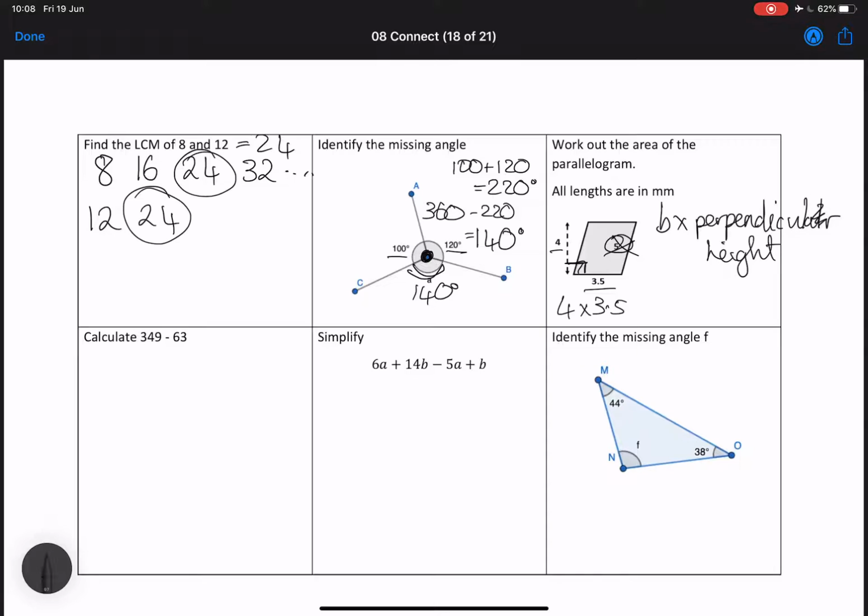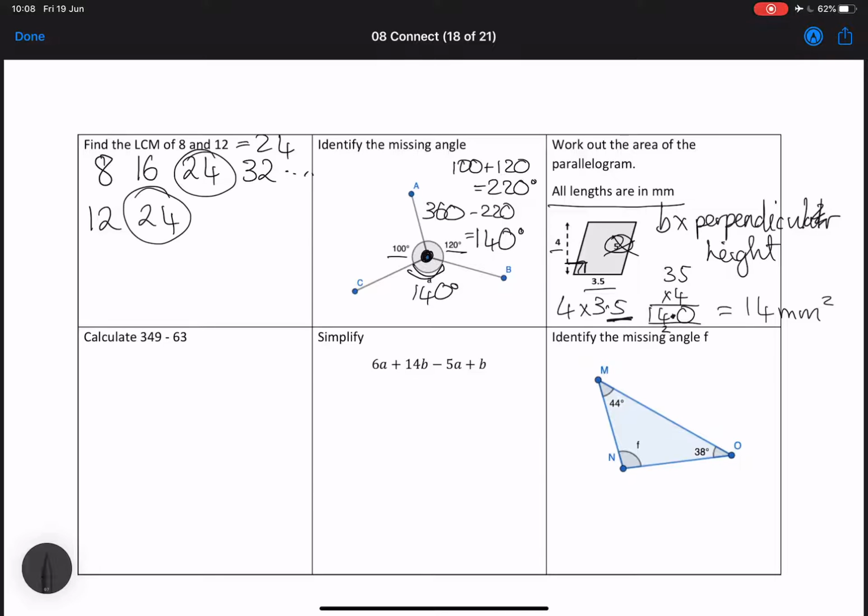Now, in order to work that out, do it as a column multiplication. Do 35 times 4, and then we'll put the decimal place back in. 4 times 5 is 20. 4 times 3, 12. Add the 2, 14. Then put the decimal place back in. There was one number after the decimal place in the question, so one number after the decimal place in the answer. My answer then, 14 millimetres squared, because it said all lengths are in millimetres.